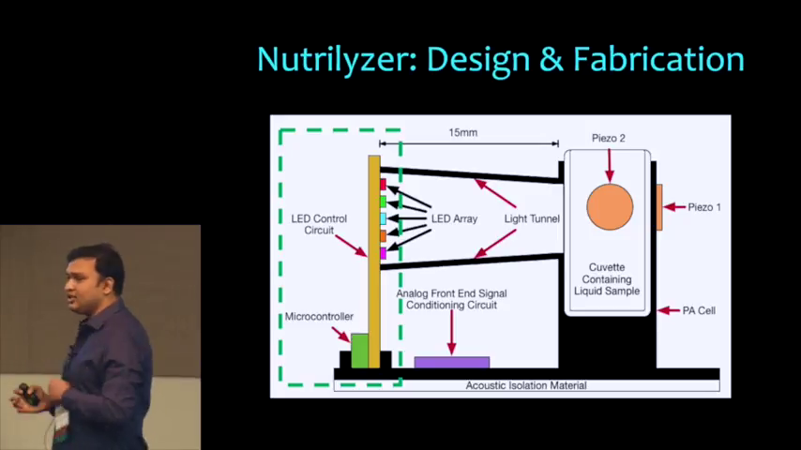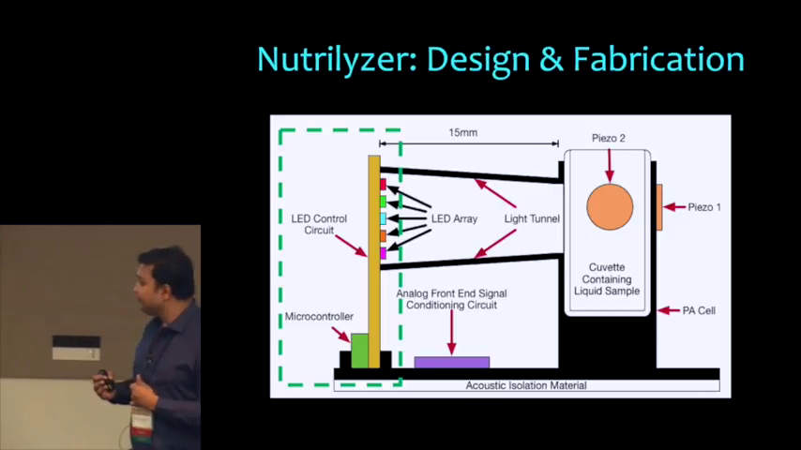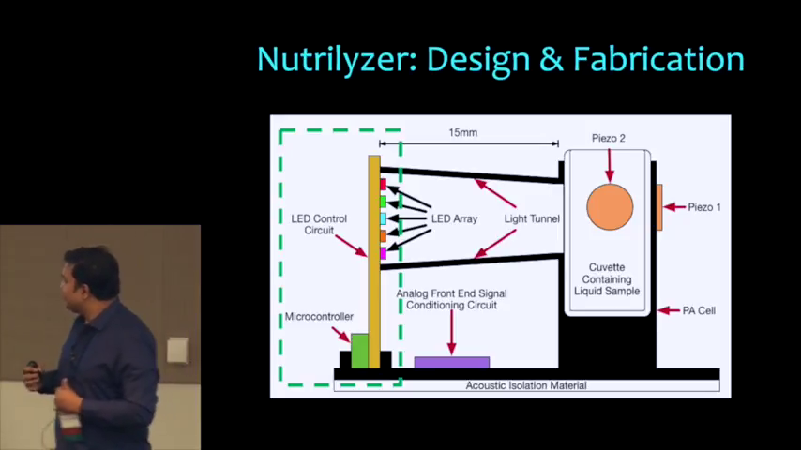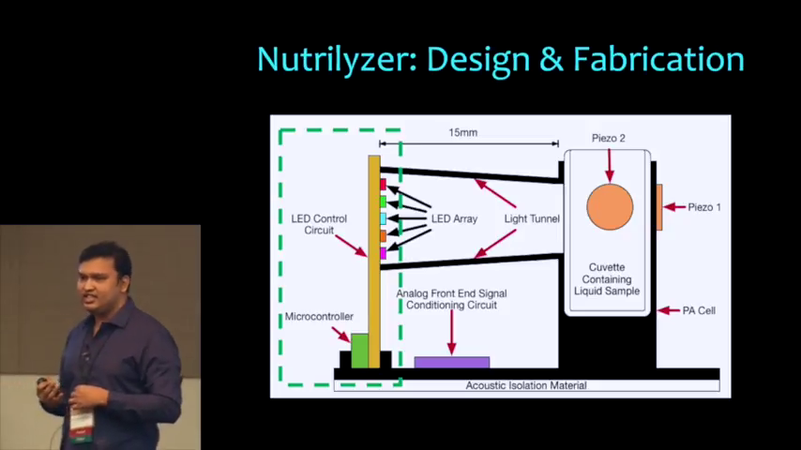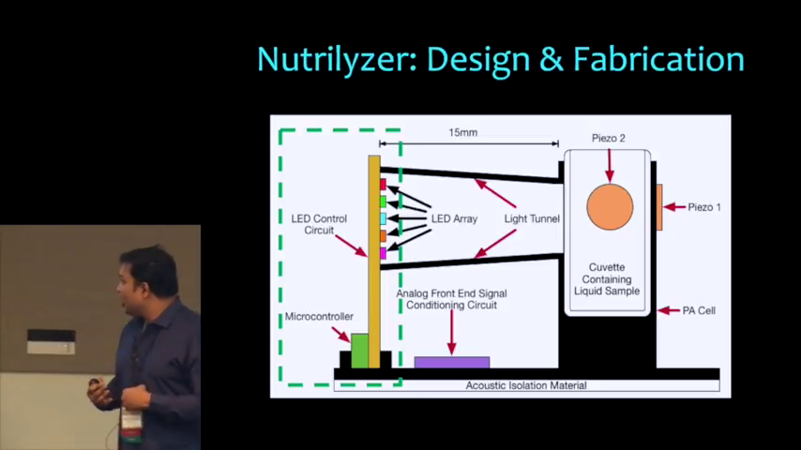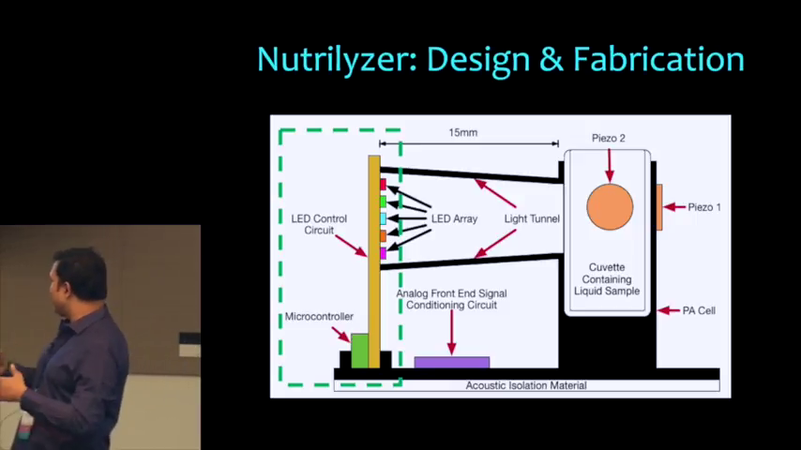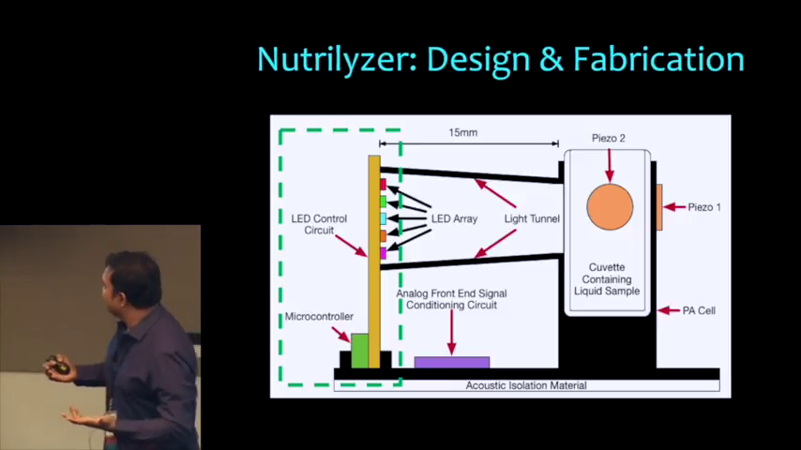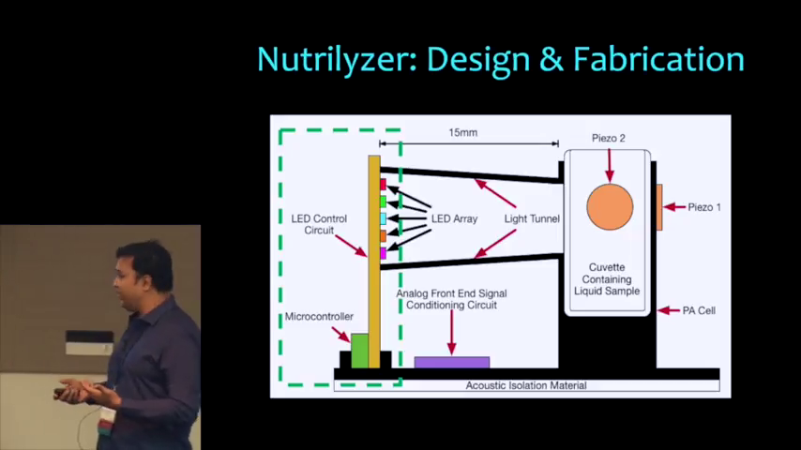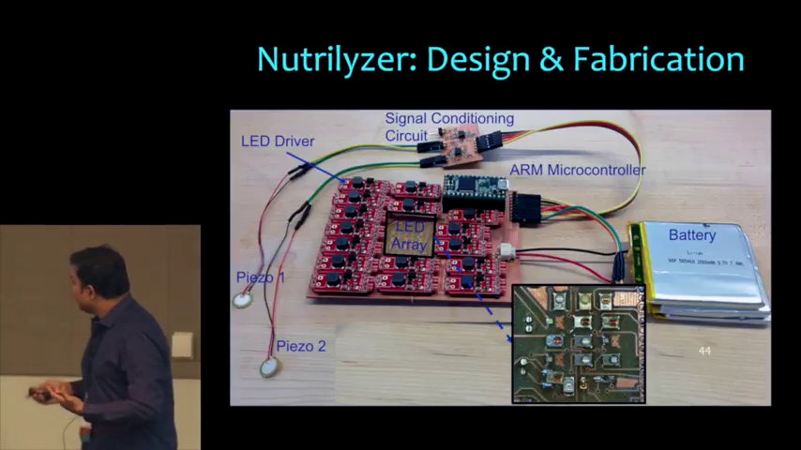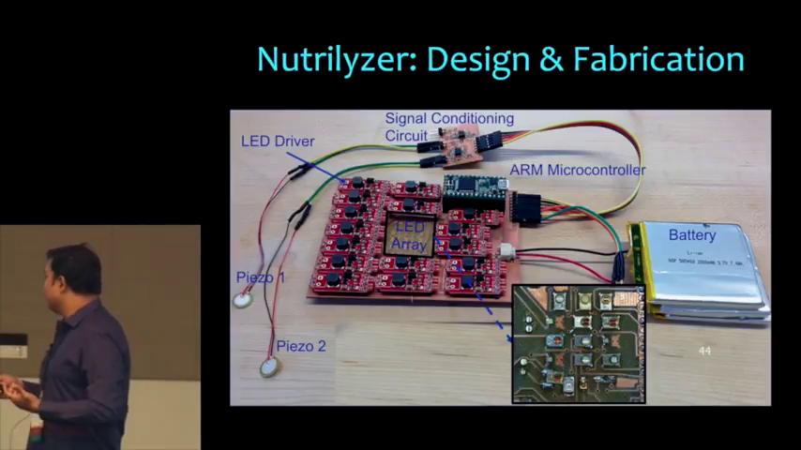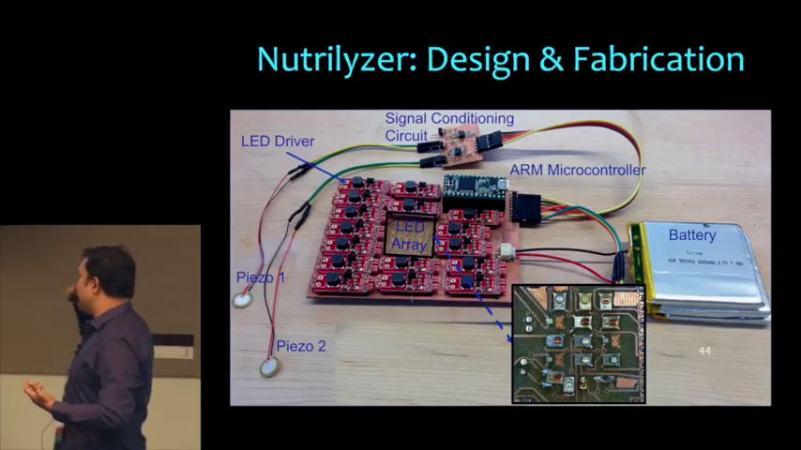Now let's talk about system implementation. Here, you can see a cross-sectional diagram of the system that we have implemented. On the left side, we have a PCB board that holds the microcontroller, a bunch of LED control circuits, and an array of LEDs. So this is how it looks. Fabrication, everything, in the lab, in-house.